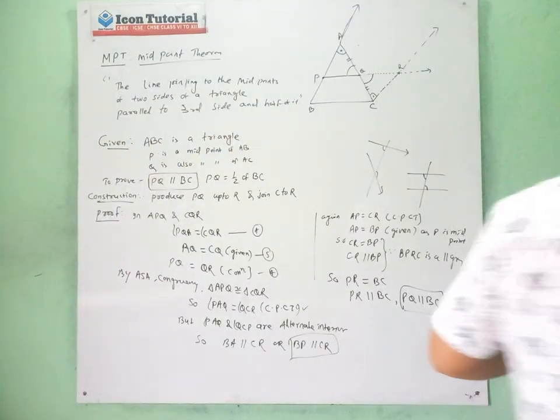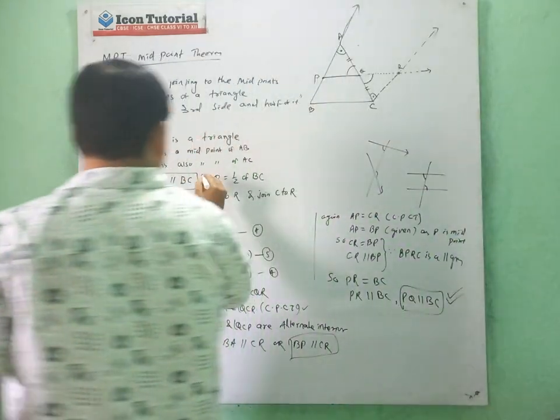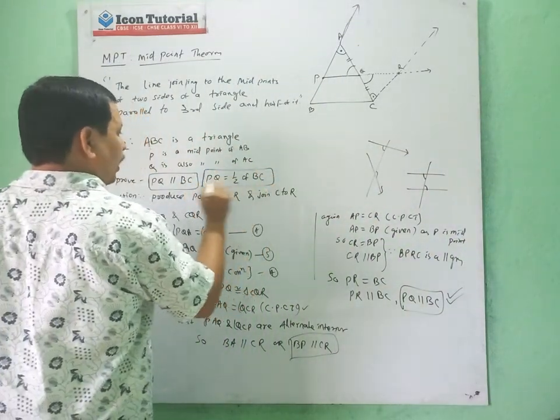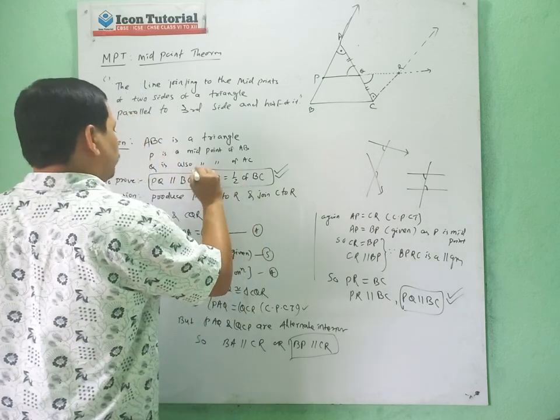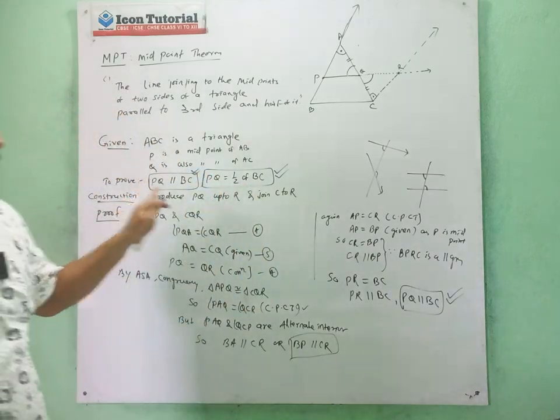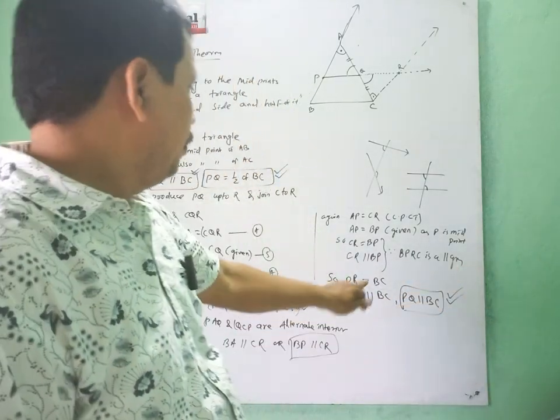Understood? Once again, you see the board: PQ parallel to BC, and another proof is here. These two parts you have to prove. We got PQ parallel to BC.